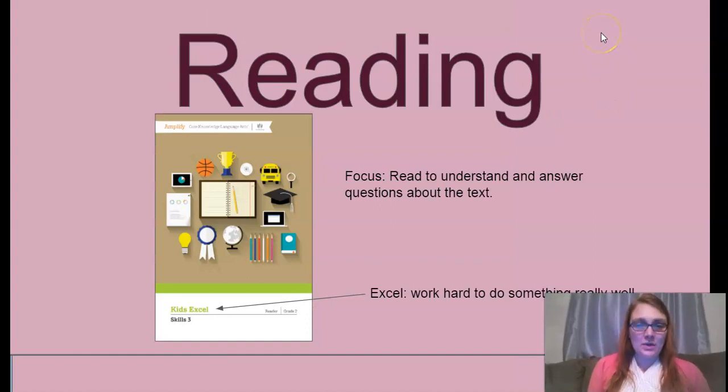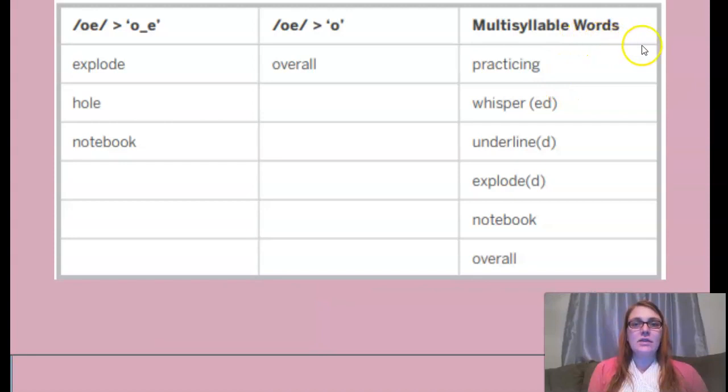Okay, then on to our reading portion. Read to understand and answer questions about the text. So we're still working in our Kids Excel reader. Some of our spellings that we'll see today: explode, whole, and notebook are all O space E. Overall is an O sound with just the O. And our multi-syllable words, meaning there's more than one syllable: practicing, whisper and whispered, underline, underlined, explode and exploded, notebook, and overall.